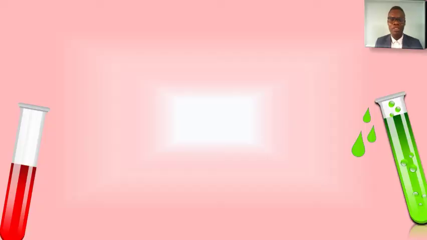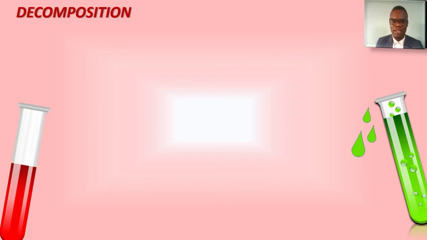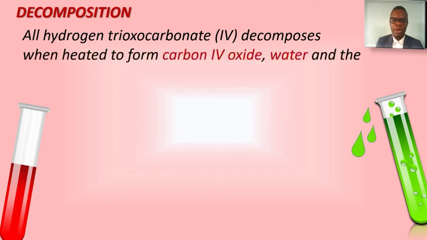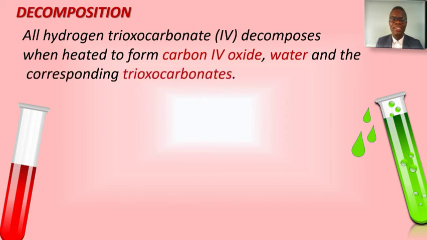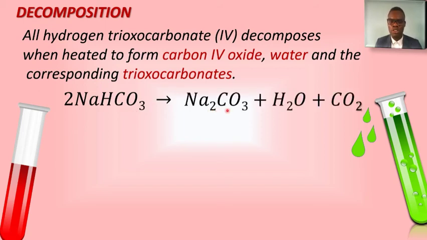Good. Another property of hydrogen trioxocarbonate 4 is their decomposition. Under heat, they decompose to form three substances. They decompose to liberate carbon 4 oxide as a gas, water, and the corresponding trioxocarbonate 4 of the metal. To accompany that, we have a chemical reaction here. Sodium hydrogen trioxocarbonate 4, when heated, will decompose to give us sodium trioxocarbonate 4, that is the corresponding trioxocarbonate 4, water, and carbon 4 oxide, which will be given off as gas.